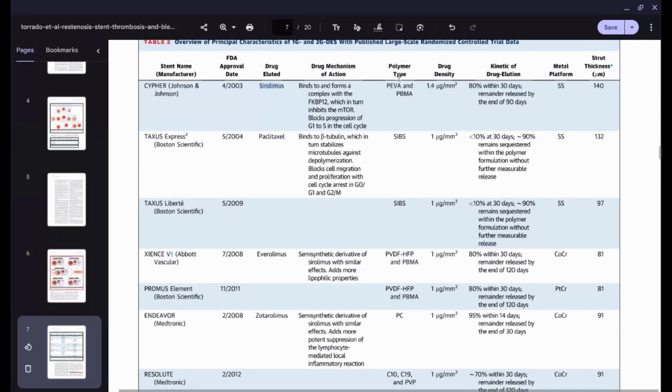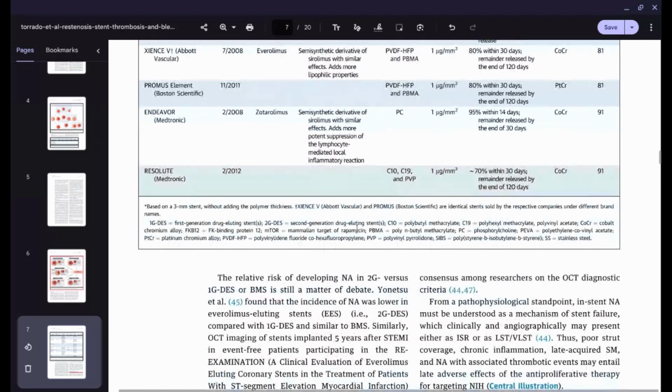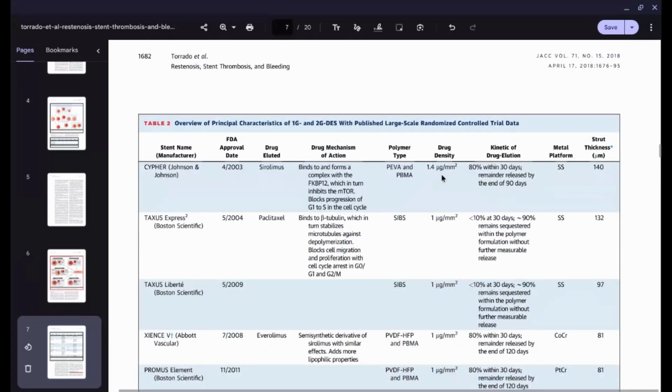Then, let's finish this. What kind of a polymer do they use? They use PBMA. They use PEVA. I suppose this is polybutyl methacrylate. PEVA should also be given over here. Poly-n-butyl methacrylate, and then they use polyethylene covinyl acetate. Density of the drug is given. And some of these details are important from a drug delivery perspective.